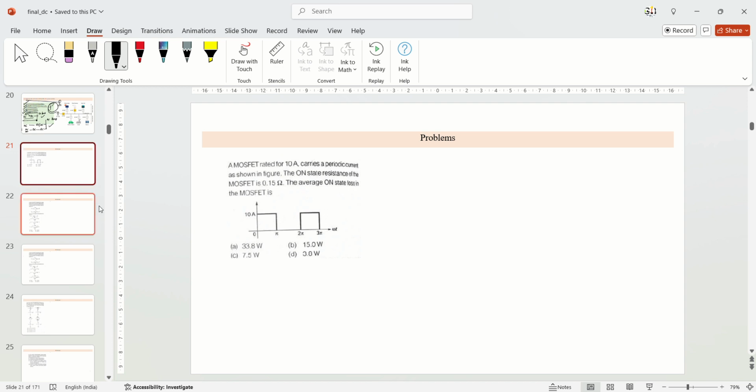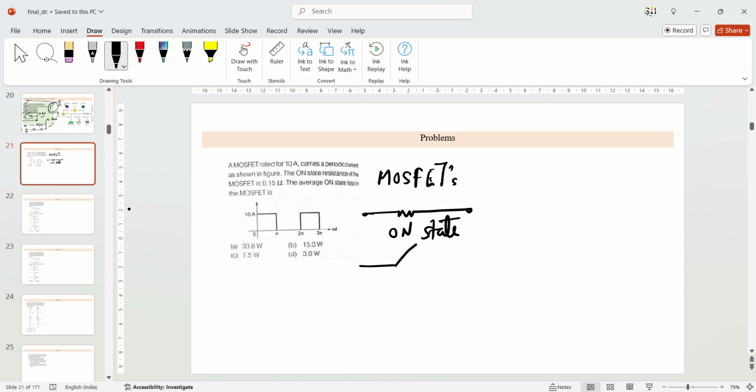Okay. This is a question I have put related to the on-state power losses for the conversion of this MOSFET. In this type of question, you just have to remember that MOSFETs are actually represented as a single resistor in the on state. In the off state, it is actually an open circuit switch.